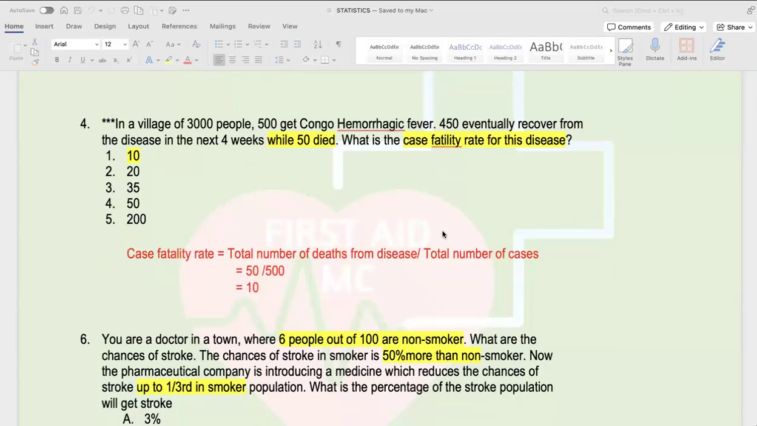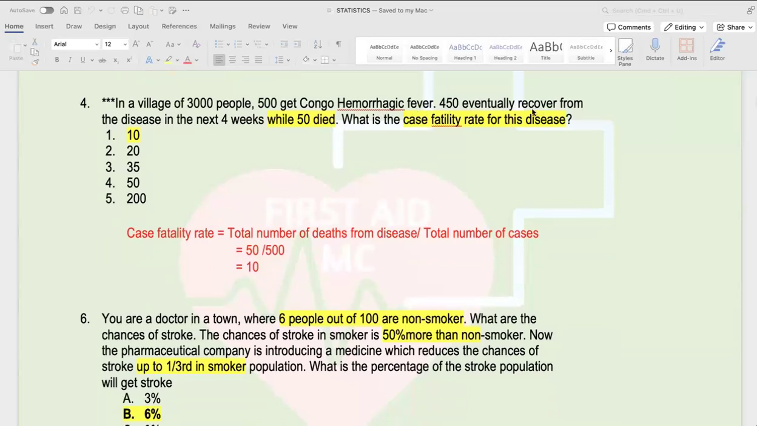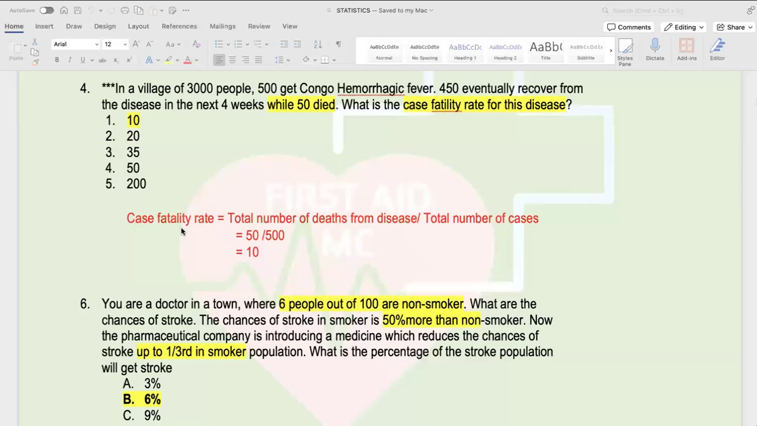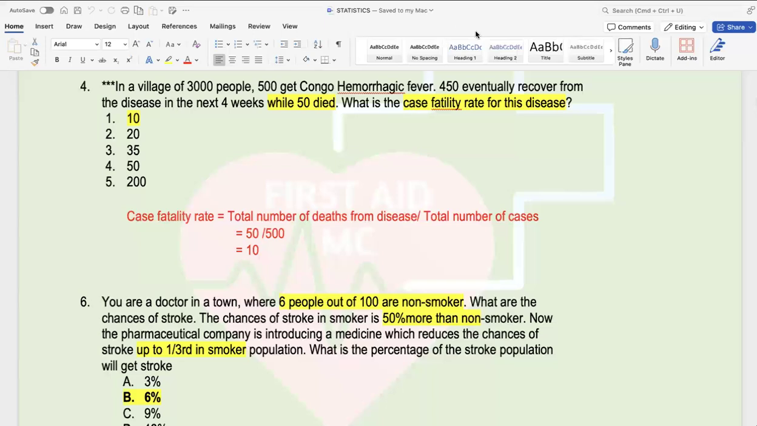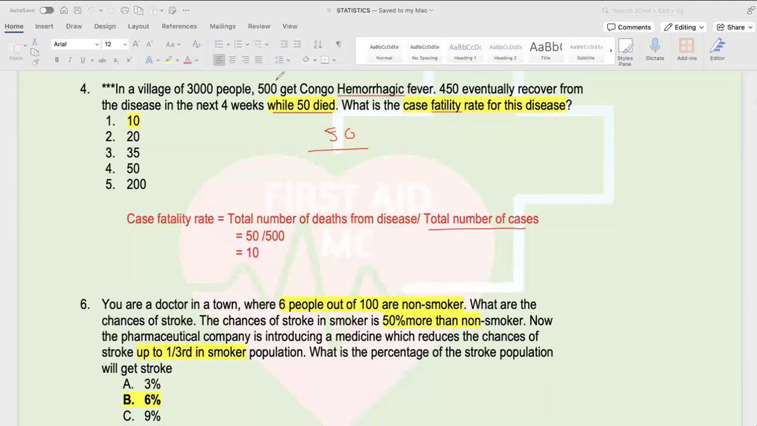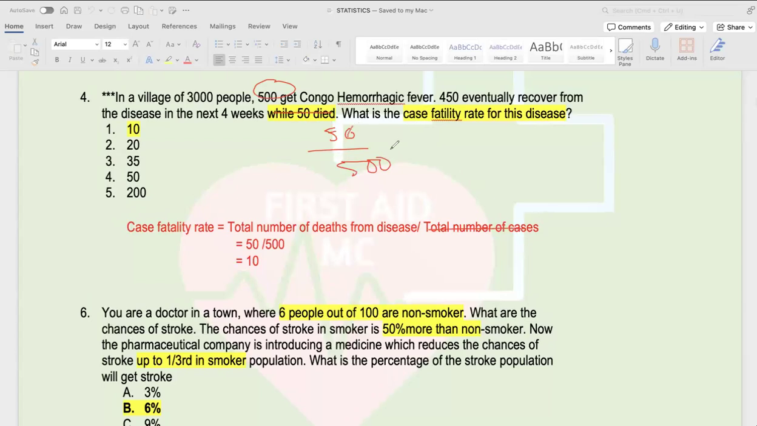Number 4: in a village of 3,000 people, 500 got Congo hemorrhagic fever. 450 eventually recovered from the disease in the next 4 weeks, while 50 died. What is the case fatality rate for the disease? Case fatality rate equals the total number of deaths from the disease. So what is the total number of deaths from the disease? 50. Divided by the total number of cases. We know that 500 was the total number of cases. So that's 500. So what will be the case fatality rate?